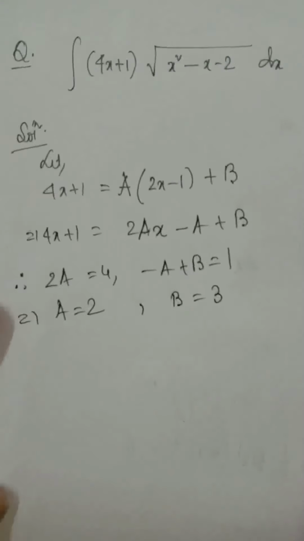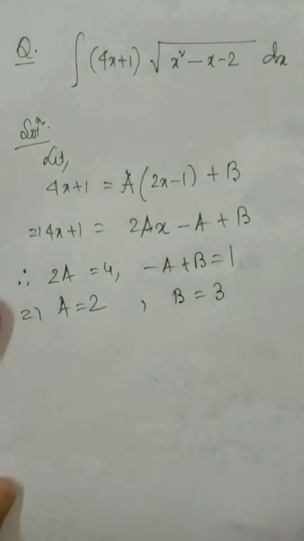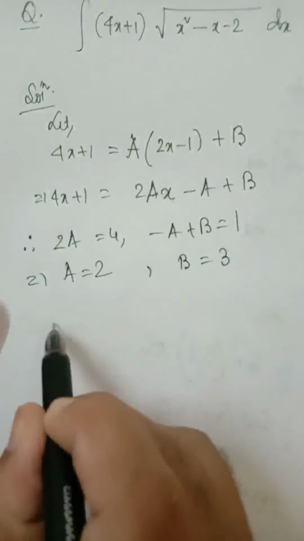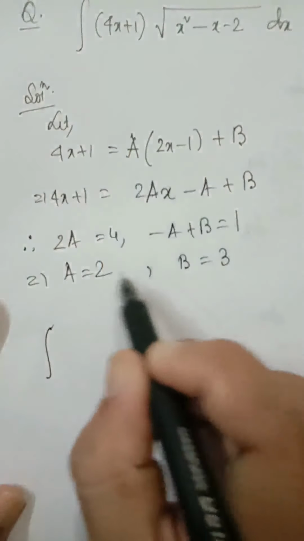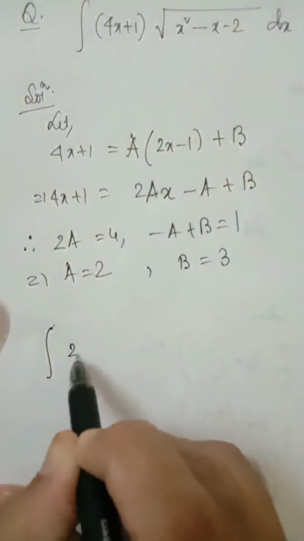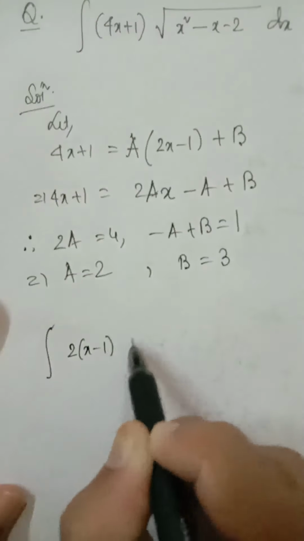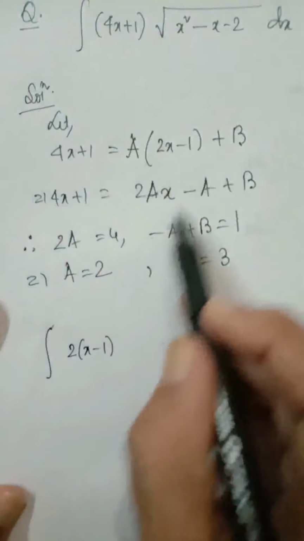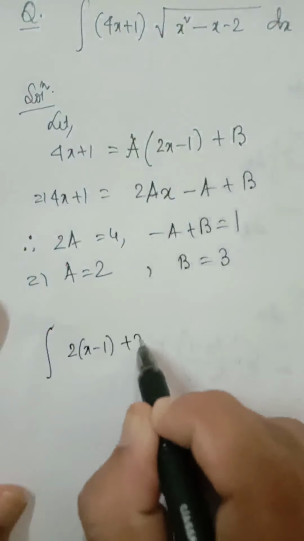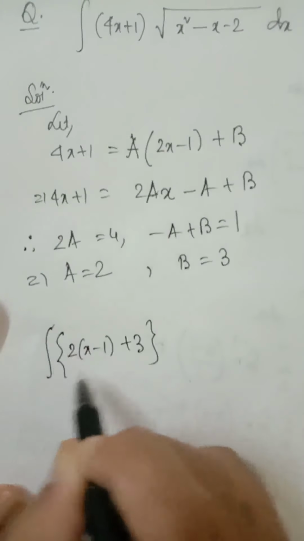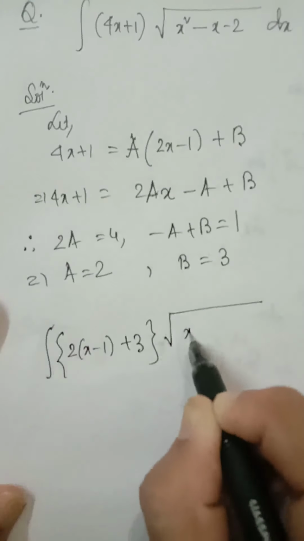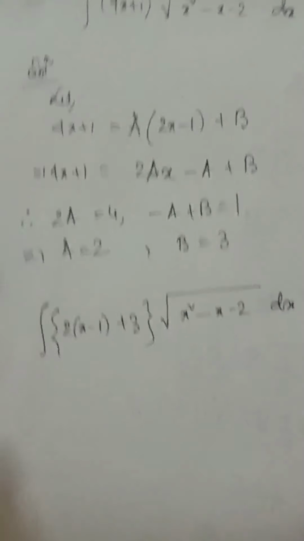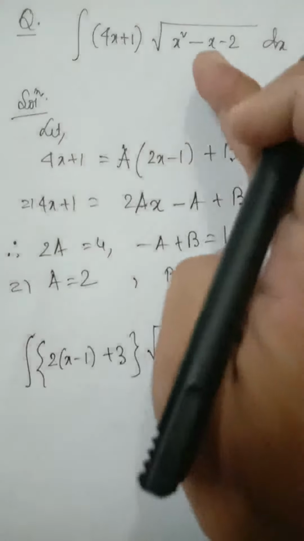Therefore we can express this integral in this way. We can express 4x plus 1 in this way. A is 2, so it will be 2 into (2x minus 1); 4x plus 1 equals a into this, a is 2, plus b, which is 3, into root over x square minus x minus 2 dx. Okay, so the given integral becomes this.